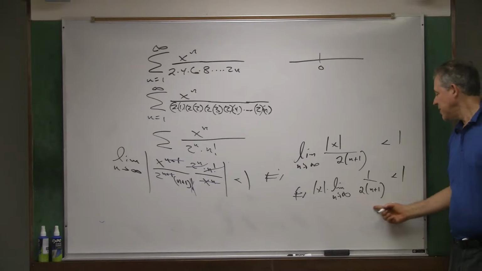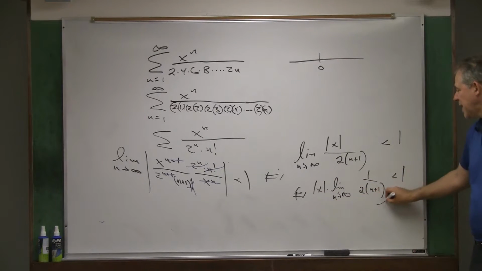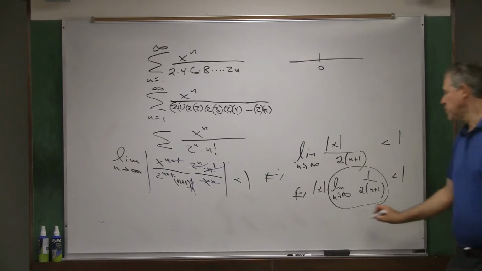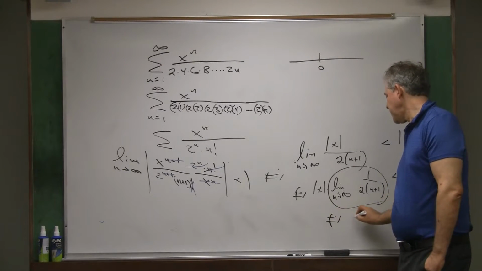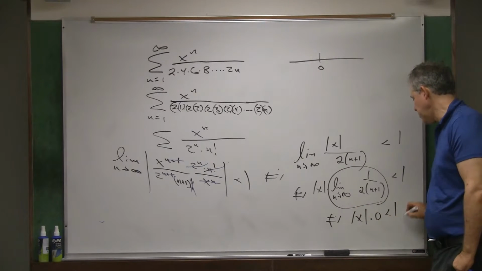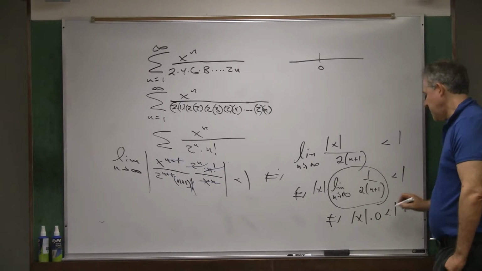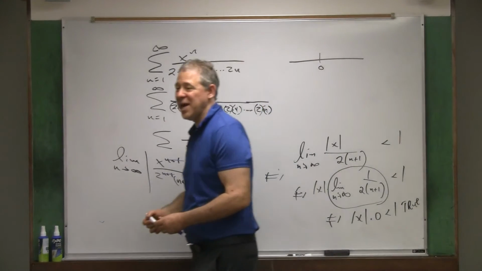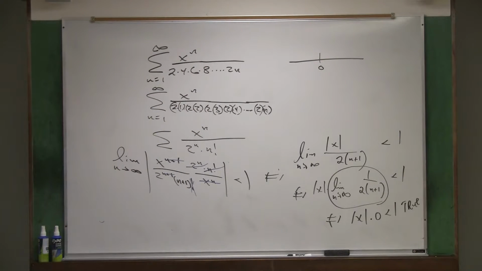Well, do we even need to force? What's going to happen here? 0. So this is true if and only if the absolute value of x times 0 is less than 1, but that's just true. So that means there's no condition on x, it works for any x. So we're in the case where it works for every x, case 2. It works for all x's.